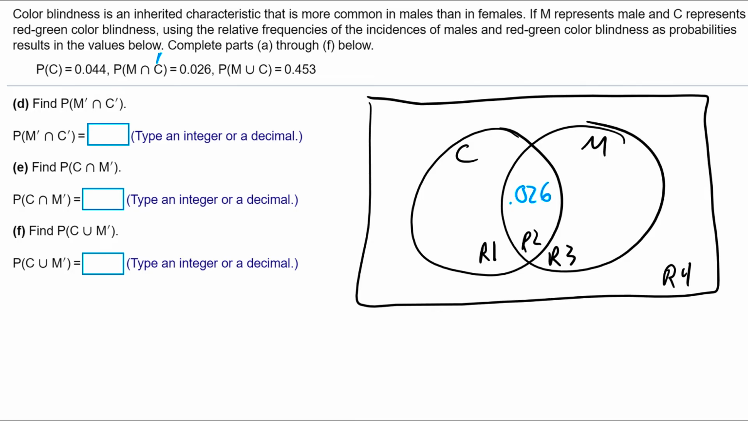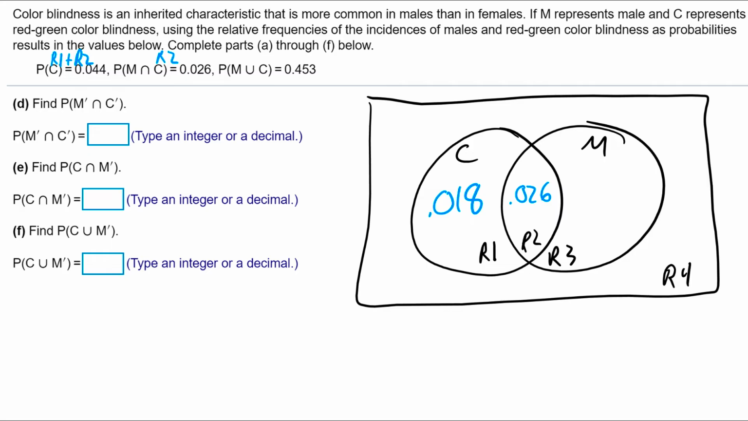So that's region 2. We're told that P of C is 0.044. C is region 1 plus region 2. So that's something plus 0.026 gives us 0.044, and that something is 0.018. So we just subtract 0.044 minus 0.026.